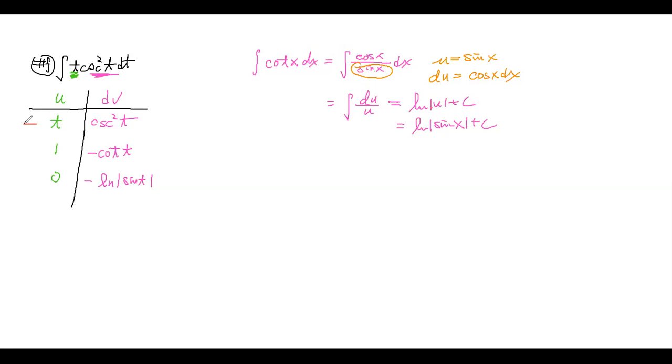Now, after we do that, it will be pretty easy. It's plus, minus, plus, right? Then you go here and here. So now let's write it out. What is your final answer? This will be negative t cotangent t, then negative times negative is plus, so plus natural log sine t plus c. All right, so that's it, right?